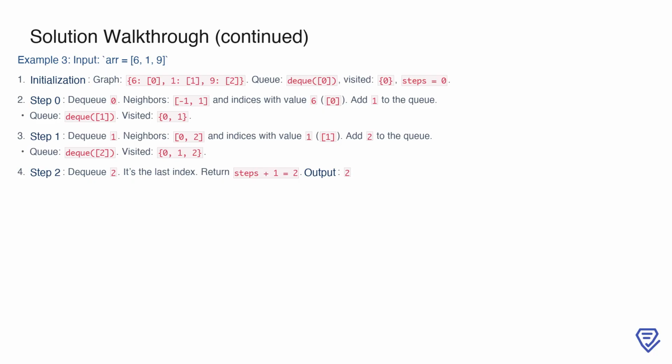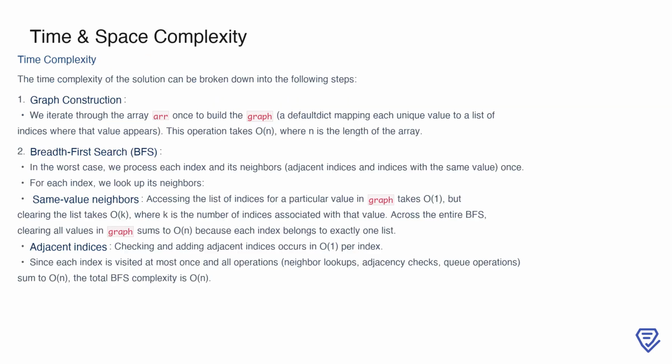Finally, we process index 2. Since 2 is the last index in the array, we return the result as steps plus 1, giving us a total of 2 steps.